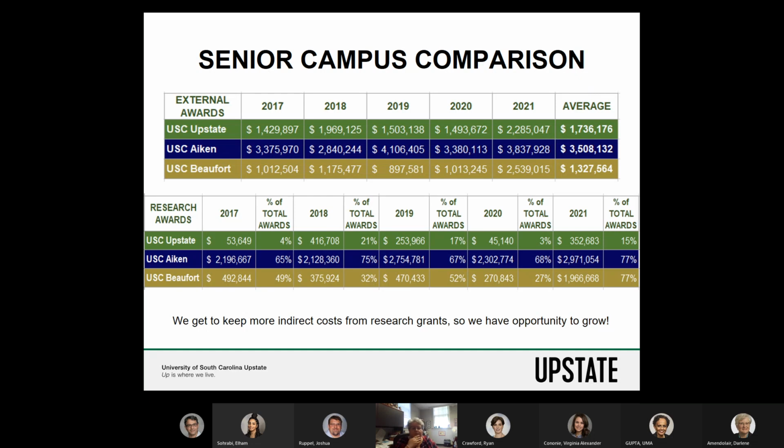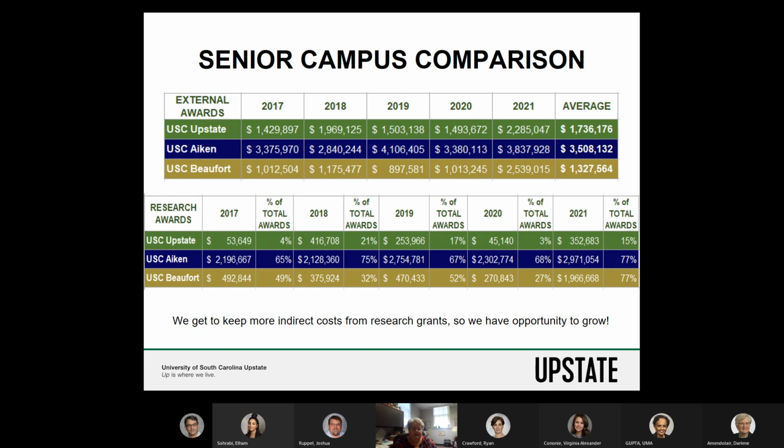So I just wanted to give you a little bit of information about where we stand in comparison to the other senior campuses in the U of SC system. So there are 3 senior campuses. We are the largest, but you will notice that we are not bringing in the most dollars. I did an updated 5-year average that includes the year that just concluded in June, and we are averaging just over $1.7 million per year in grants over that 5-year period.